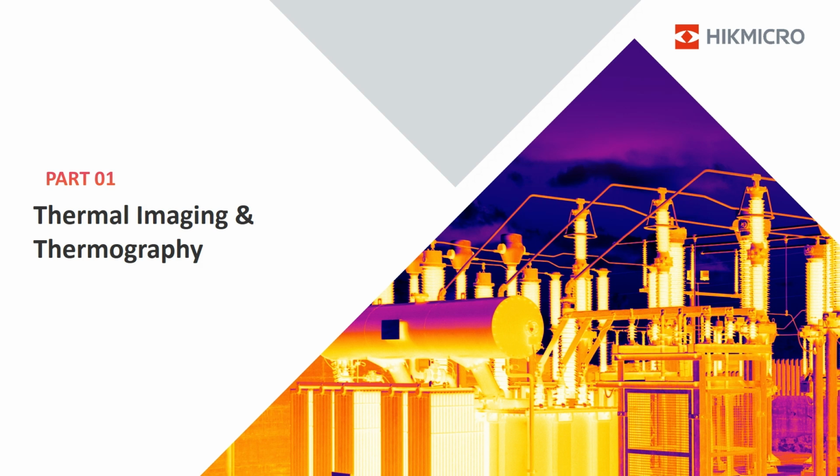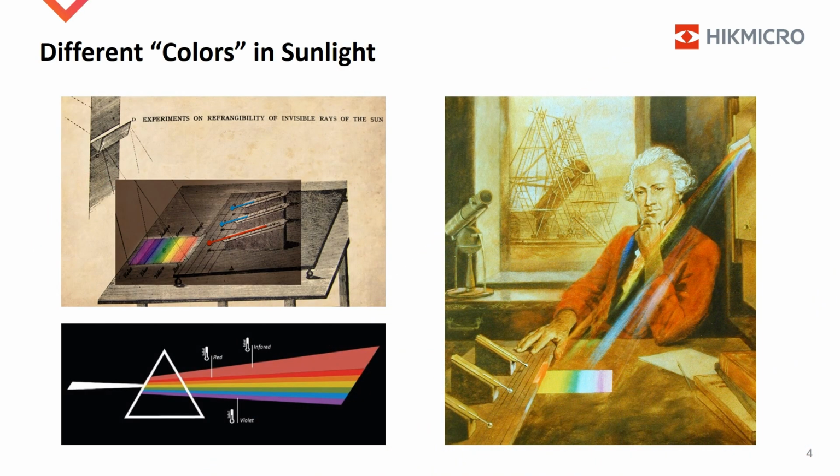The first part is thermal imaging and thermography. Let the sunlight go through a prism. A rainbow would show up at the other end. This is refraction of light. The sunlight contains light radiation of different wavelengths, including infrared radiation. The prism can refract all of them due to their different refractive indexes. Infrared rays, also known as IR, are always accompanied by thermal energy.